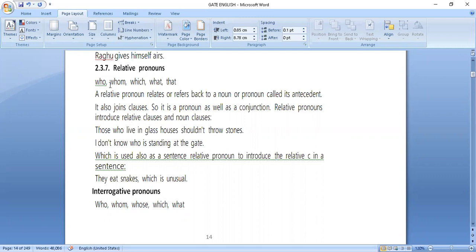What does it mean? It is generally referred back to those earlier words. Now, suppose I am saying you. What is the definition of an antecedent? One example.